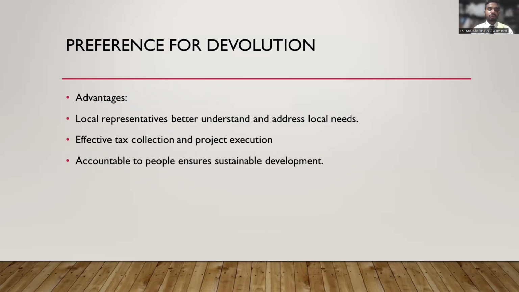In conclusion, while the constitutional framework for decentralization in Bangladesh provides for local government autonomy, the reality is quite different. Centralized control, corruption, and political interference hinder the effectiveness of local governments, as we saw in the field visit last month. However, by embracing devolution, we can empower local governments to truly serve their communities, ensuring sustainable development and a more democratic governance structure.